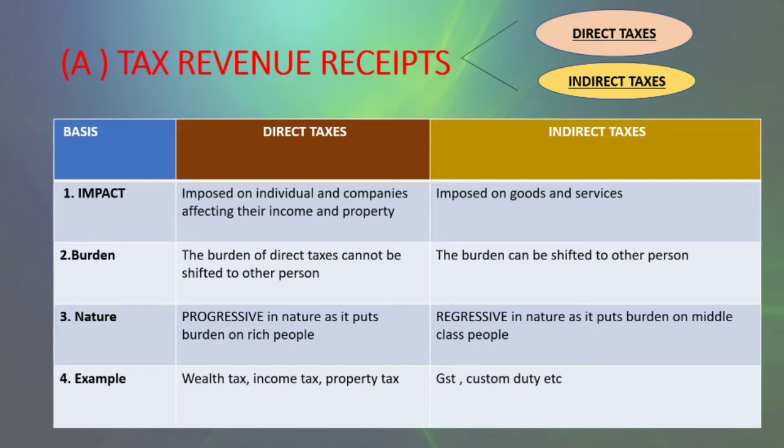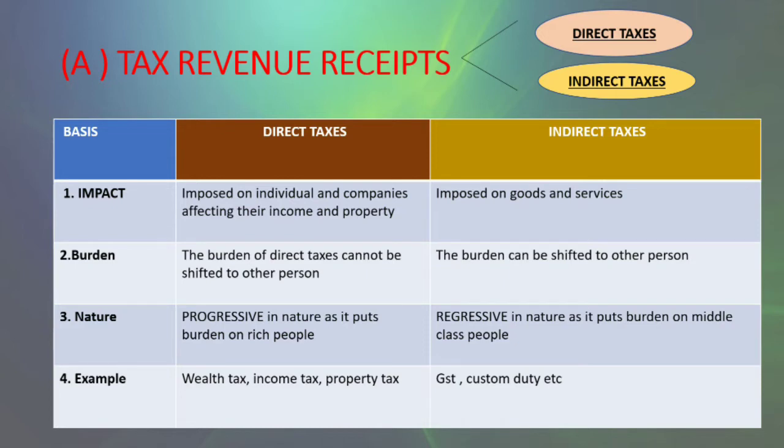Now let us understand the first basis, that is impact. On which points do they impact? Direct taxes impact individuals and companies, and what do they affect? They affect income and property, वो income को कम करता है, property को कम करता है, right. Indirect taxes are imposed on goods and services. Okay, so I have explained the first one as well. The first one says impact: it is levied on companies and individuals. Indirect taxes are levied on goods and services.